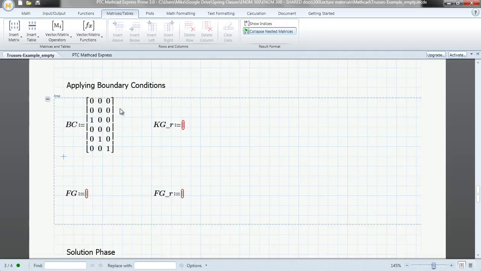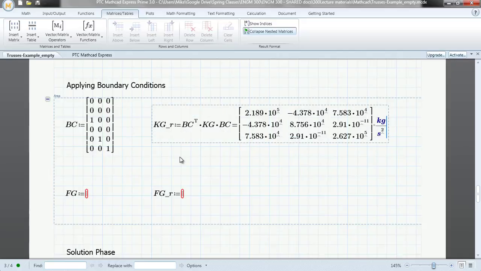So the reduced form of our global stiffness matrix, so the sub R here stands for reduced. The reduced form, how we get that is we're going to take the boundary condition matrix. We're going to take the transform of that times our global stiffness matrix in global form times, again, the boundary condition matrix. So instead of developing it into the global form, we're kind of hacking it back using the same process.